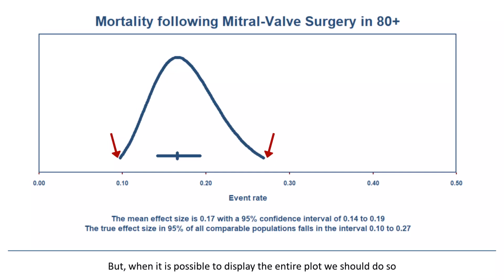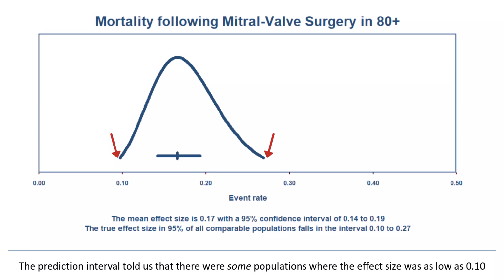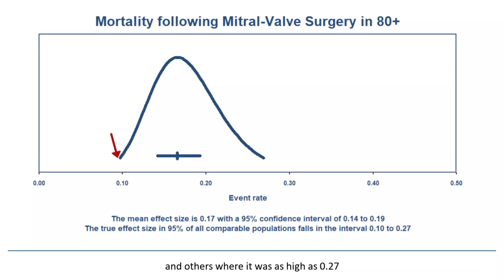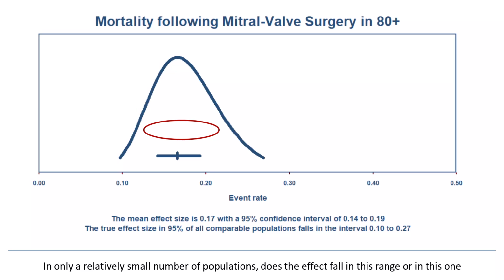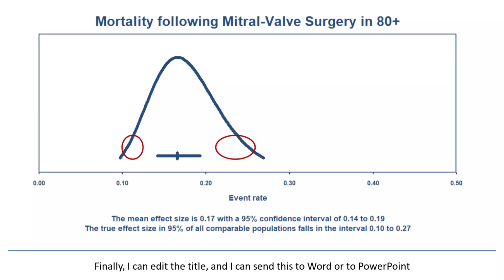But when it's possible to display the entire plot, we should do so, since it provides a more nuanced look at the distribution. The prediction interval told us that there were some populations where the effect size was as low as 0.10 and others where it was as high as 0.27. By contrast, the plot gives us a more detailed view. For example, I can see that in most populations, the risk falls somewhere between here and here. In only a relatively small number of populations does the effect fall in this range or in this one. Finally, I can edit the title, and I can send this to Word or to PowerPoint.